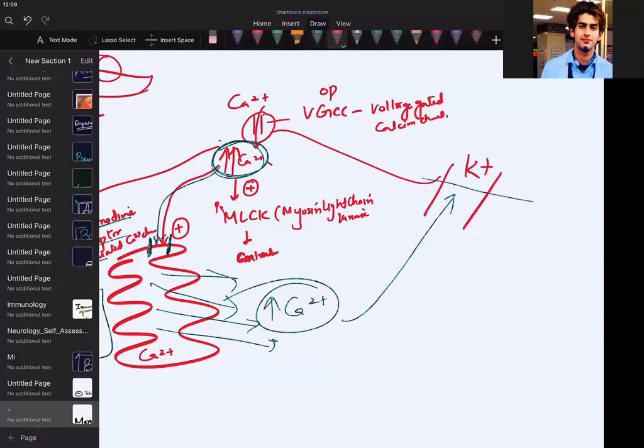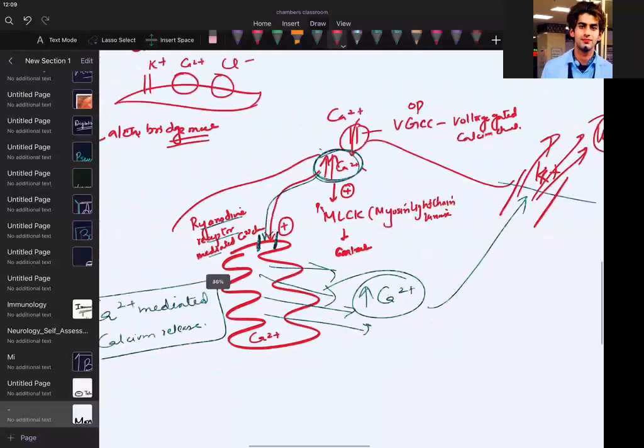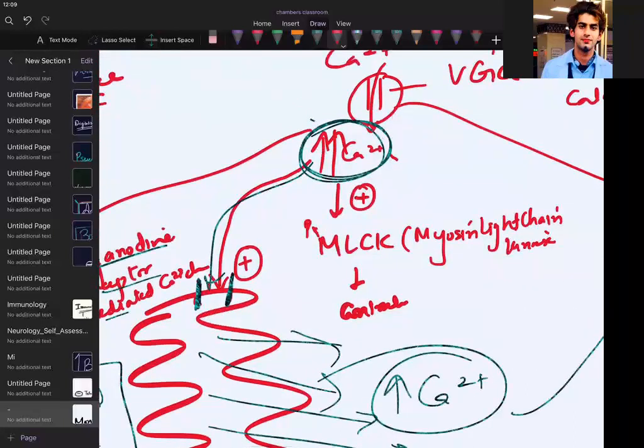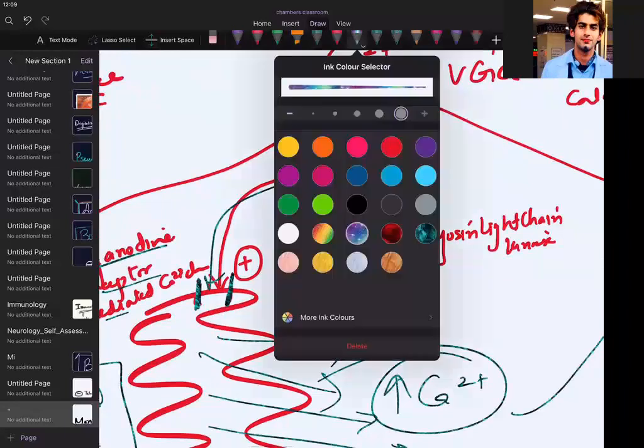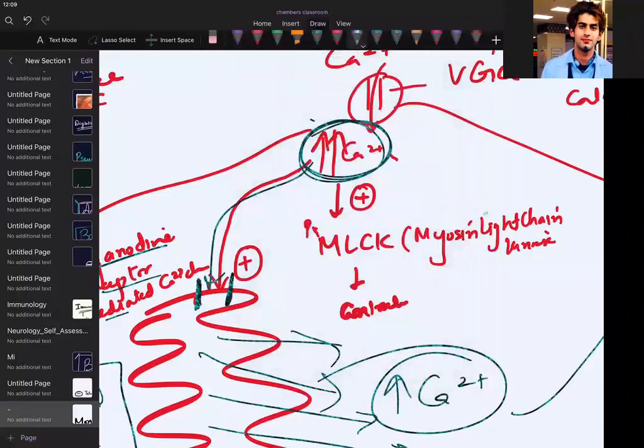Now what will happen when the potassium channels open? Potassium efflux will happen. Who is the main person playing the game inside? Beautiful answer. It is the calcium. This is the guy. This is the villain, guys. That's why I circled it.